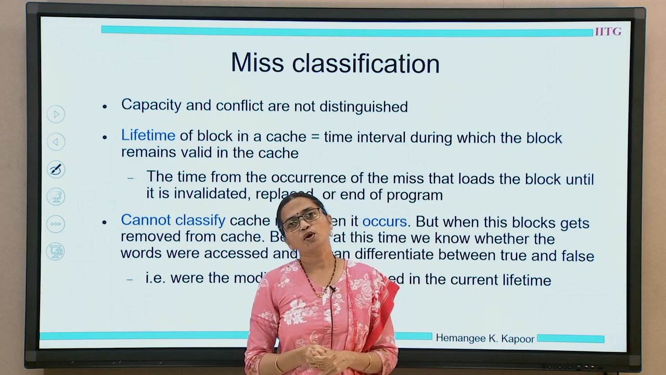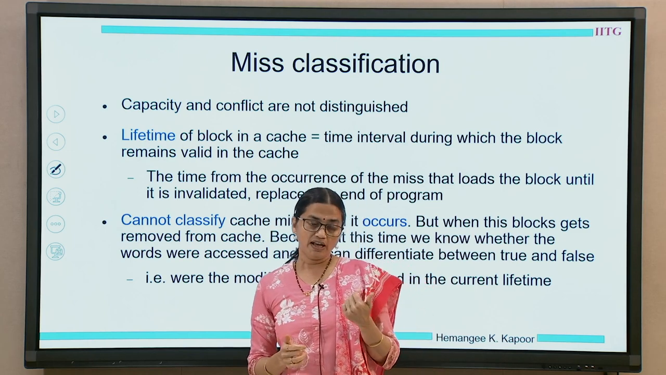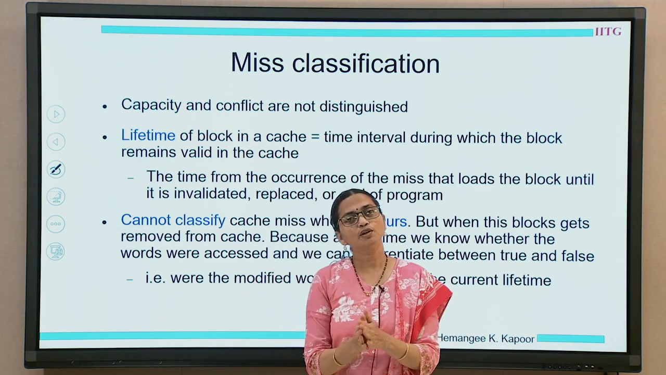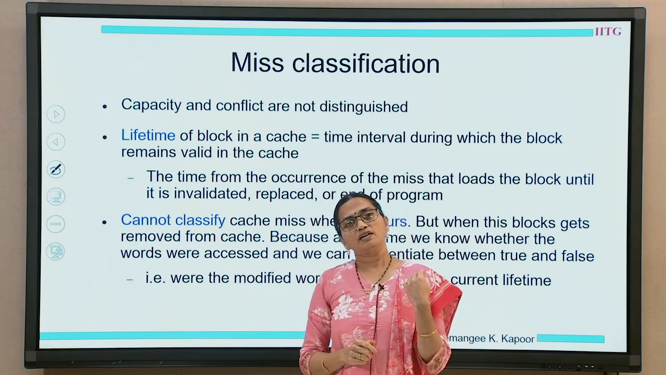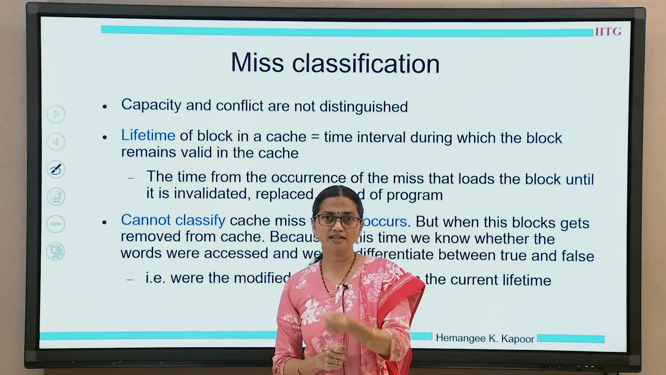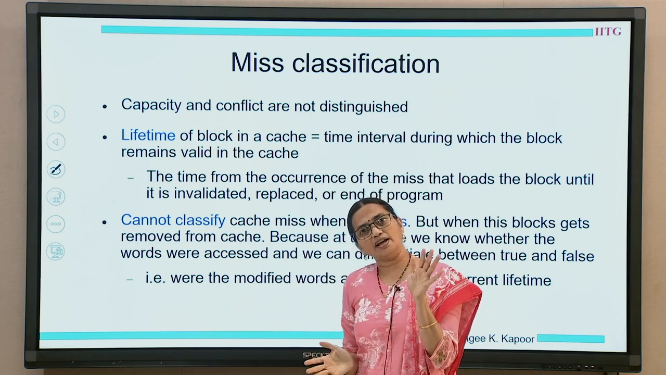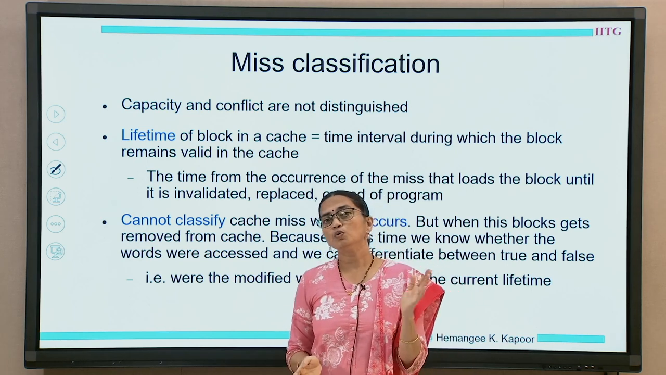The second reason for going out is that it gets invalidated because of the coherence traffic. And the third reason is definitely that the program finishes. So the lifetime of a cache block is from the cache miss access till it gets removed from the cache, right? So during this lifetime, we access certain words.